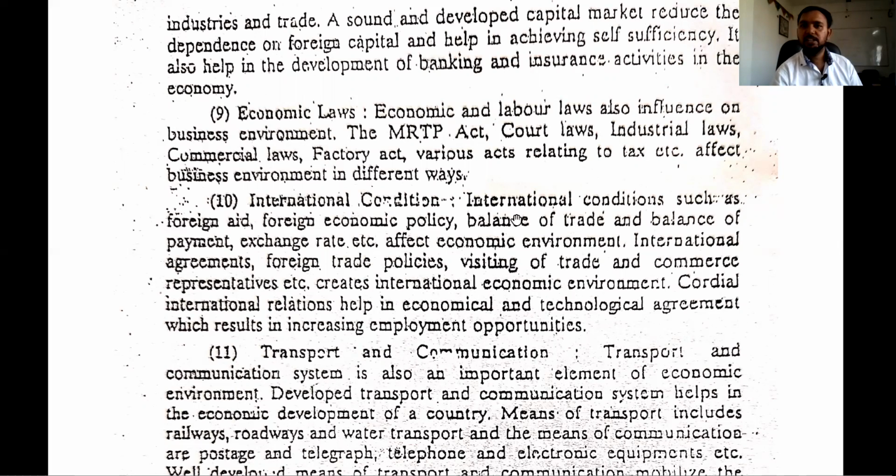The explanation given here is that international conditions such as foreign aid, foreign economic policy, balance of trade, balance of payment, and exchange rate are the things that a company needs to study properly, because all these factors affect the company. Now, if the value of the dollar increases with the value of money, what will happen? It will also affect the payment system, and the company needs to be dependent on that. A single firm cannot control the whole condition in the market. So this is how the international conditions also affect the company.